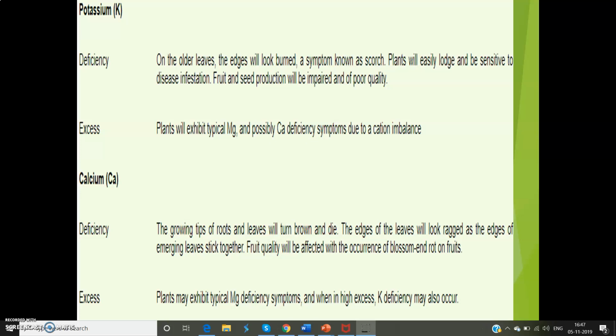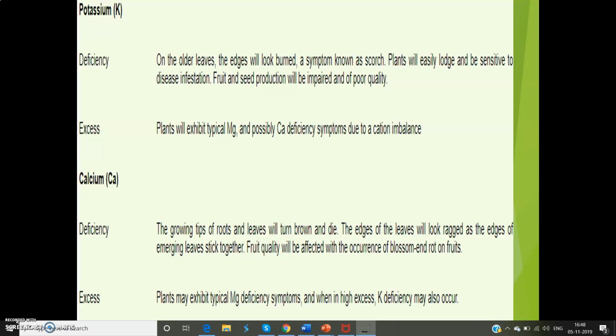In case of deficiency of calcium, the growing tips of roots and leaves will turn brown and die. Then the edges of the leaves will look ragged as the edges of emerging leaves stick together. Sticking together of the emerging leaves is a common symptom of calcium deficiency. Then fruit quality will also be affected with the occurrence of blossom end rot on fruits. It is commonly seen in tomatoes. It is a deficiency disease caused by calcium. This physiological disorder is due to the deficiency of calcium.